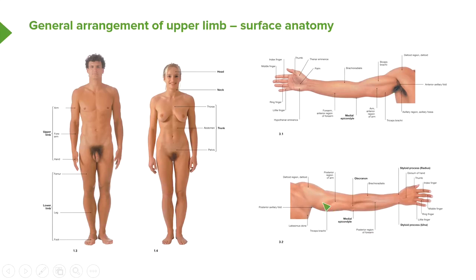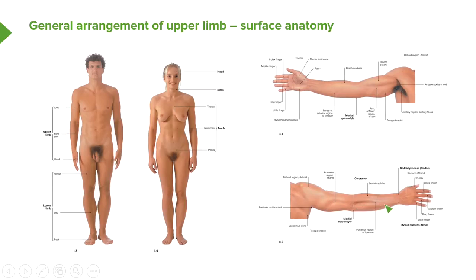If we look at the posterior aspect, again we can see this muscular region caused by the mass of deltoid muscle. And then we can see the posterior region. We can see some impressions for the various heads of triceps muscle. Again, we can see the medial epicondyle, this time from the posterior view, just as we saw it on the anterior view. We can see the olecranon, this bony prominence on the posterior surface of the elbow.